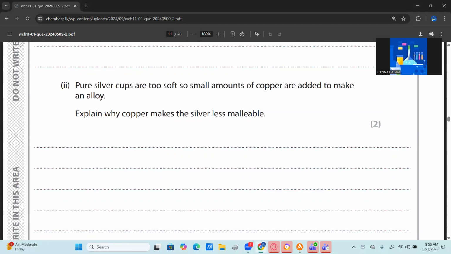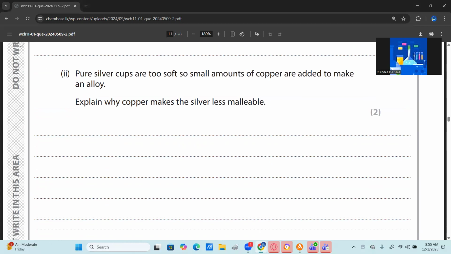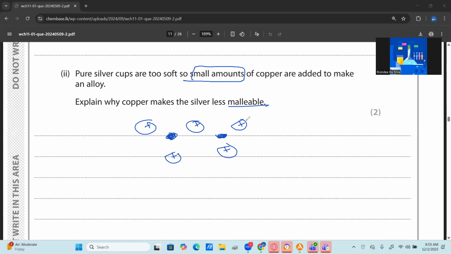Pure silver cups are too soft, so small amounts of copper are added to make an alloy. Explain why copper makes the silver less malleable. So children, remember that if you take the sizes of copper and silver, they have different sizes. So when you have different sized atoms in this layered structure, if you have another atom, then what will happen? It becomes less malleable because the layers will be less likely to slide over each other. Okay, as it has added in small amounts. So when you write the answer, be very careful.